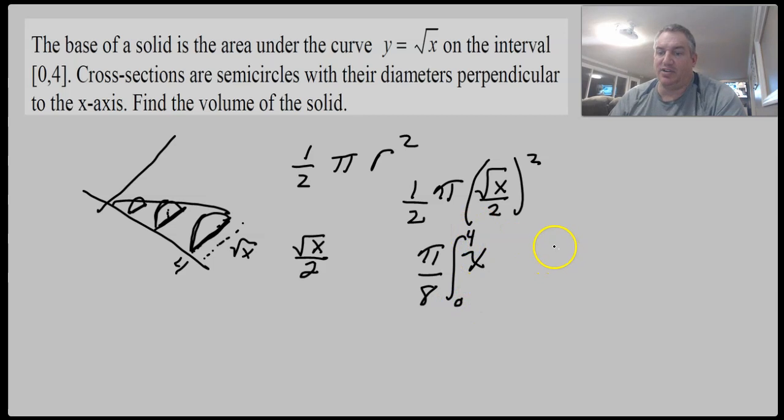And then when we anti-derive the x, I do get pi over 16 x squared. And we're evaluating this from 0 to 4. And I put 4 in and I get 16. I put 0 in and I get 0. So I get a final answer in this problem of pi cubic units.